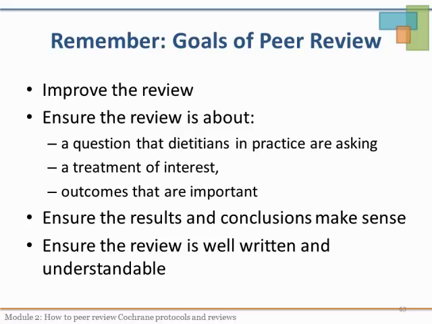To summarize the peer review process, the goals of peer review are to improve the review, to ensure the review is about a question that dietitians in practice are asking, a treatment of interest, and outcomes that are important. They also help to ensure that the results and conclusions make sense, and make sure that the review is well written and understandable.